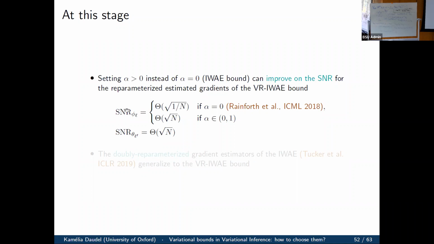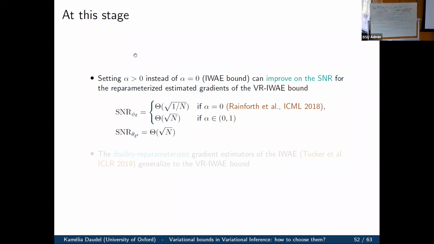If you look at the signal to noise ratio with respect to phi, the story is a bit different. In particular, if you take alpha equals 0, the behavior is like square root of 1 over n. So this means that if I increase n, my signal to noise ratio is actually going to decrease. This is a problem that has been identified in this paper by Rainforth and co-authors in ICML 2018, which you might have already seen. It's called "Tighter variational bounds are not necessarily better", and they show that there's a problem in the gradient when alpha equals 0.